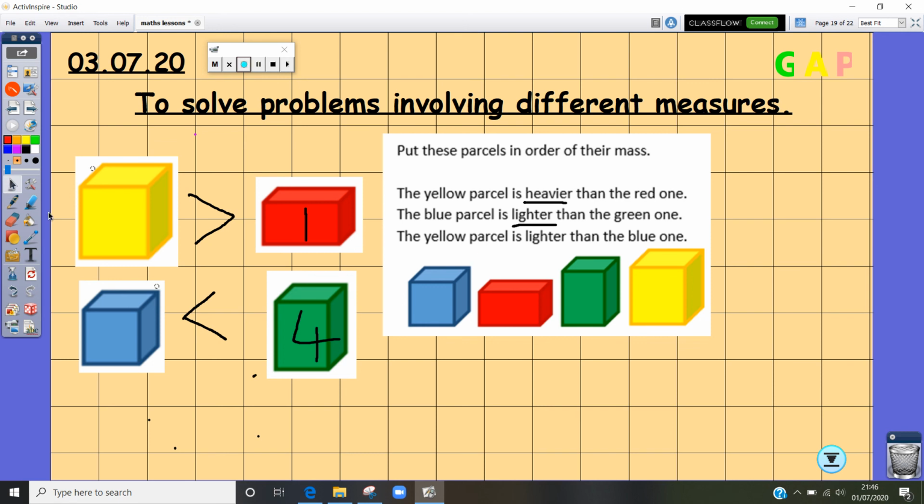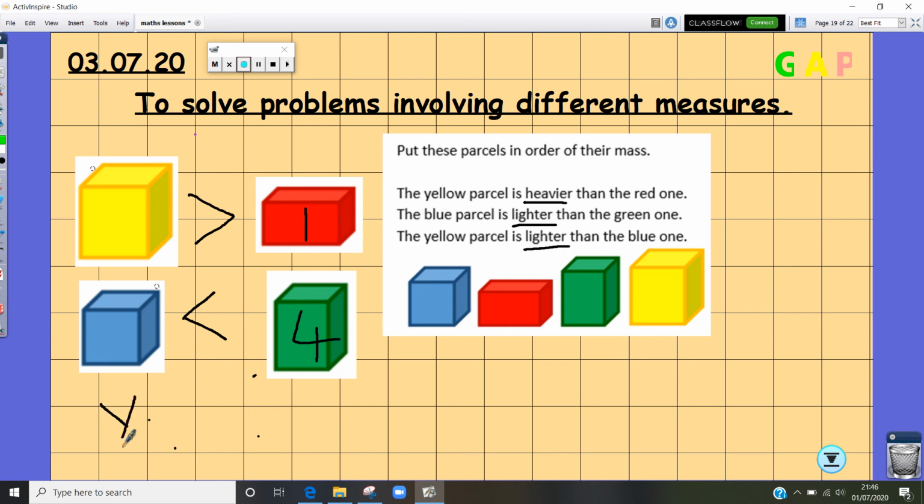Okay, now what we need to do is decide between these two which is heavier or lighter. So let's read the information. It says the yellow parcel is lighter than the blue one. So here, if we write yellow parcel is lighter than the blue parcel, that means that I know which ones I need to give numbers to, because if 1 is the lightest, then 4 is the heaviest.